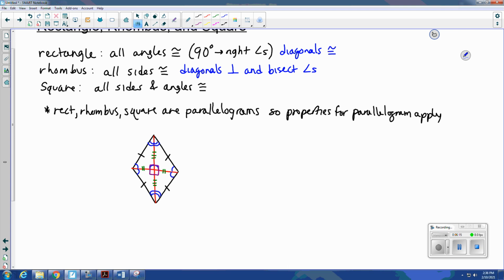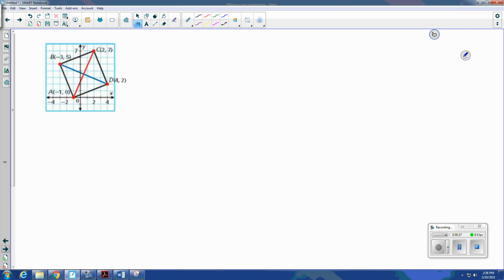So now, the square. How do we identify the square? Well, we will have a square if we have a rectangle and if we have a rhombus. So that's that. So now, let's go over to a problem where we have this quadrilateral in a coordinate plane, and we want to identify how we can classify this thing.